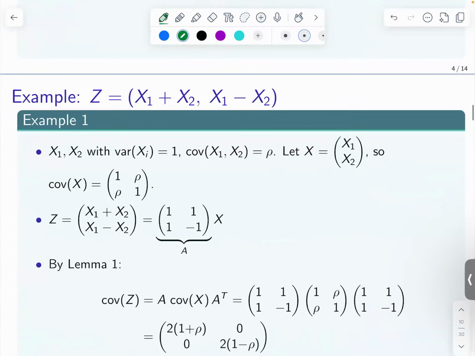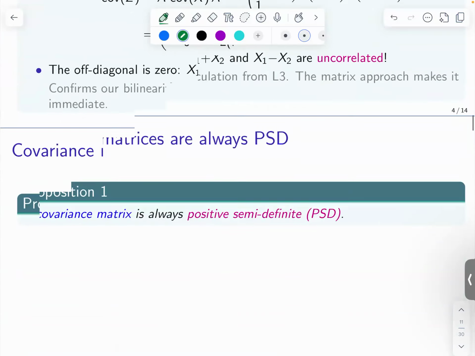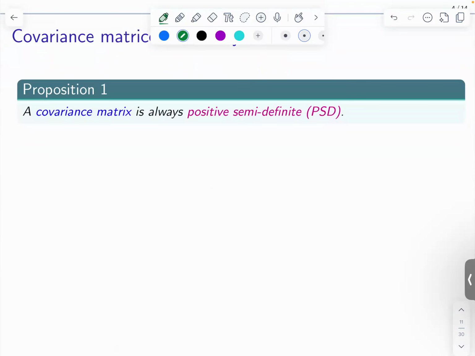Okay, so let's move on to one last property. The covariance matrix is always positive semi-definite. If you have gone through the discussion, you would know what this means. Anyone remember what positive semi-definite is? How many people have gone through the discussion? Okay. So you should probably have seen it. What is positive semi-definite?